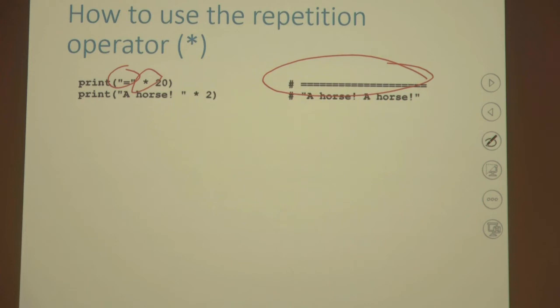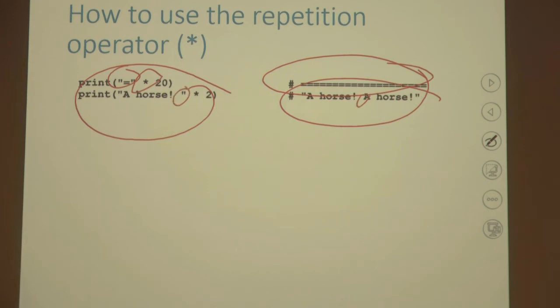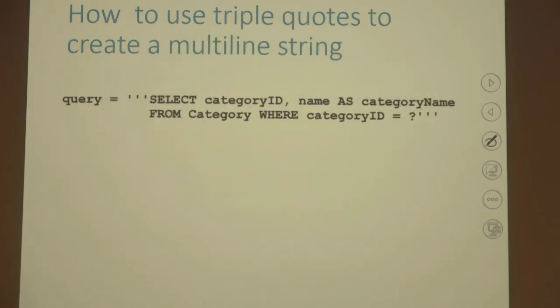No. Okay. So a horse multiplied by 2. A horse multiplied by 2. How many sentences do I have in here? Two. Why do I have a space in here? Because there is a space in here. Remember, a space is a character. Tab is a character. So we have to be careful.